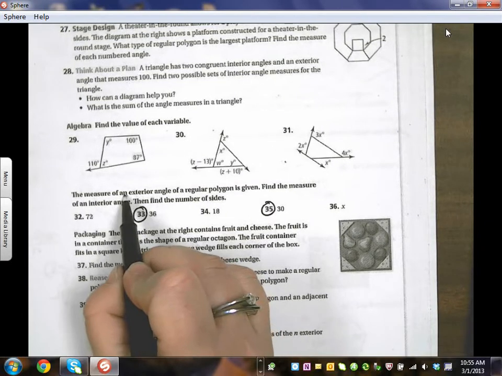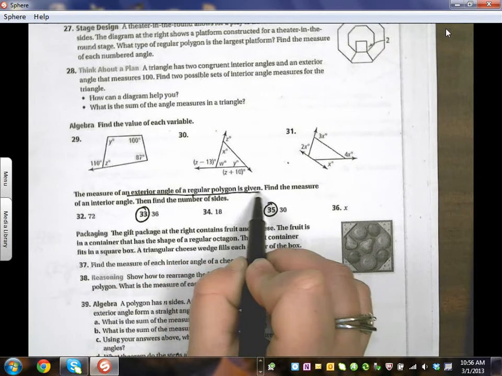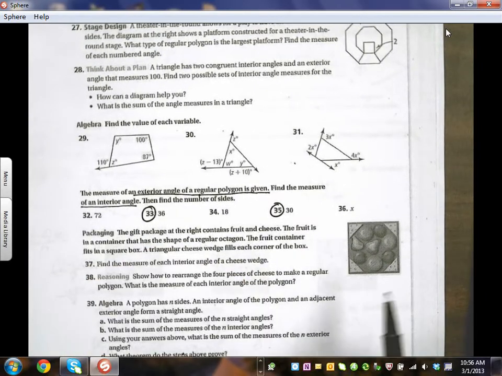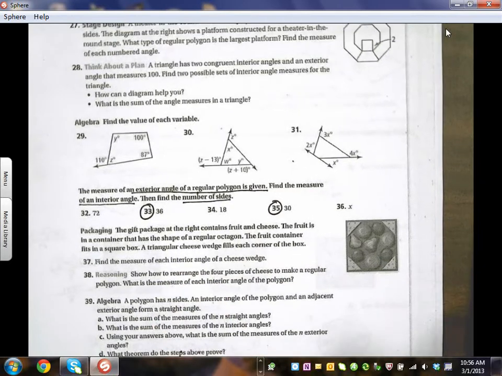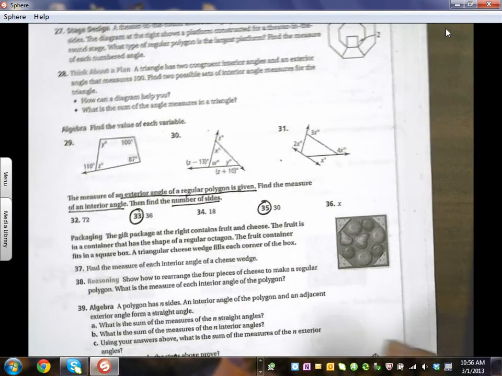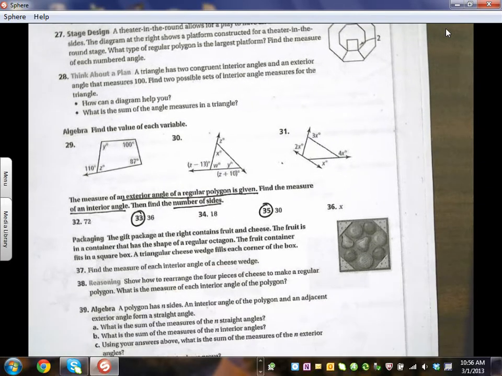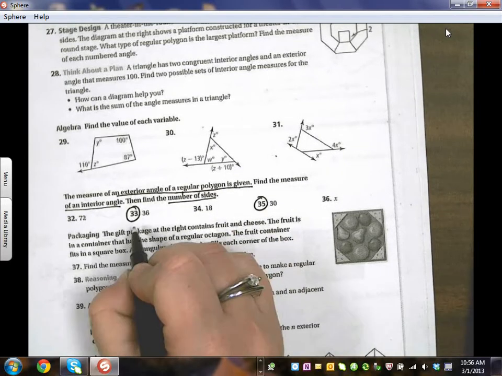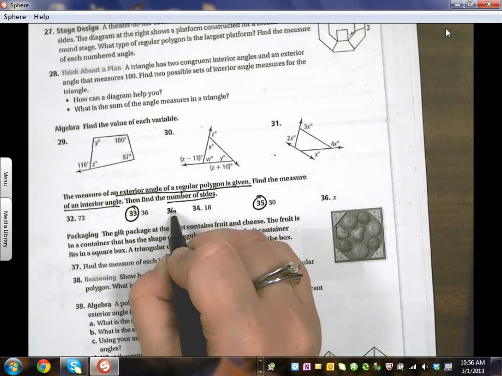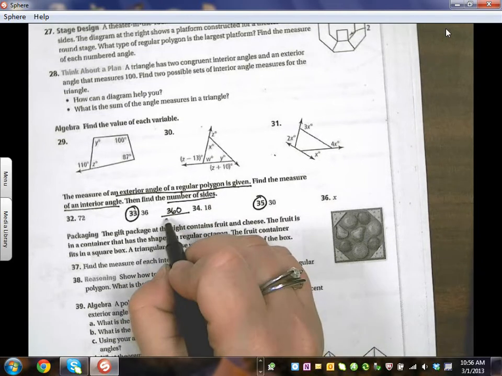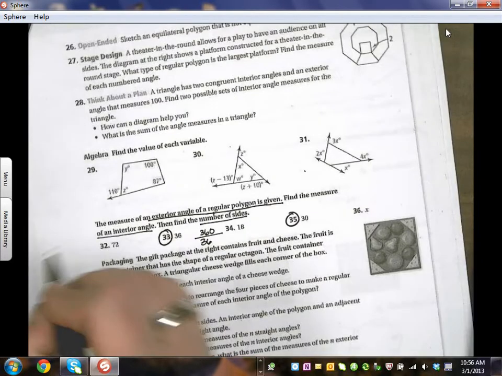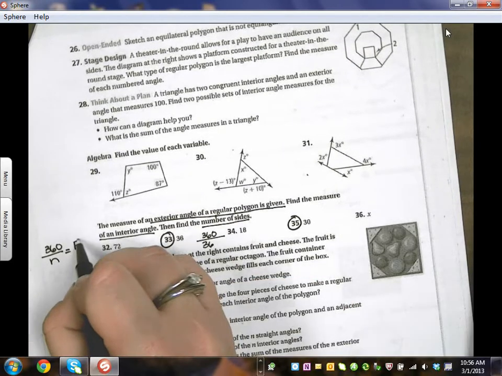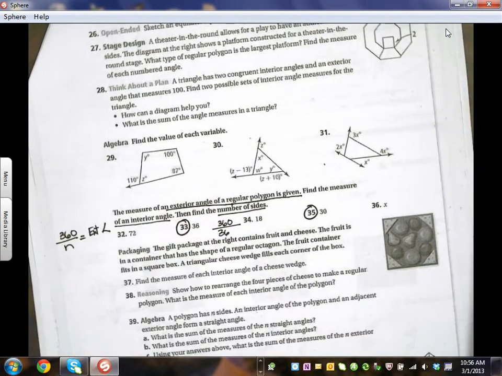It says the measure of an exterior angle of a regular polygon is given. Find the measure of an interior angle. Then find the number of its sides. Well, I can find the number of sides by looking at the exterior angle piece. So if I take 360 and divide it by 36, that's my angle. Remember, my formula says 360 divided by n equals the exterior angle, right?